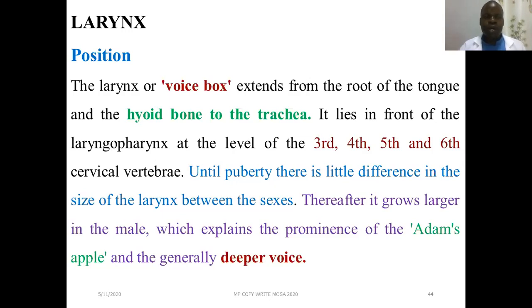So under position of the larynx, we're saying it extends from the root of the tongue and the hyoid bone to the trachea. It also lies at the level of the third, fourth, fifth, and sixth cervical vertebrae. Then there is no actual difference between males and females in terms of the size of the larynx. However, it grows larger in males, and this is the reason why men normally present with a deeper voice.